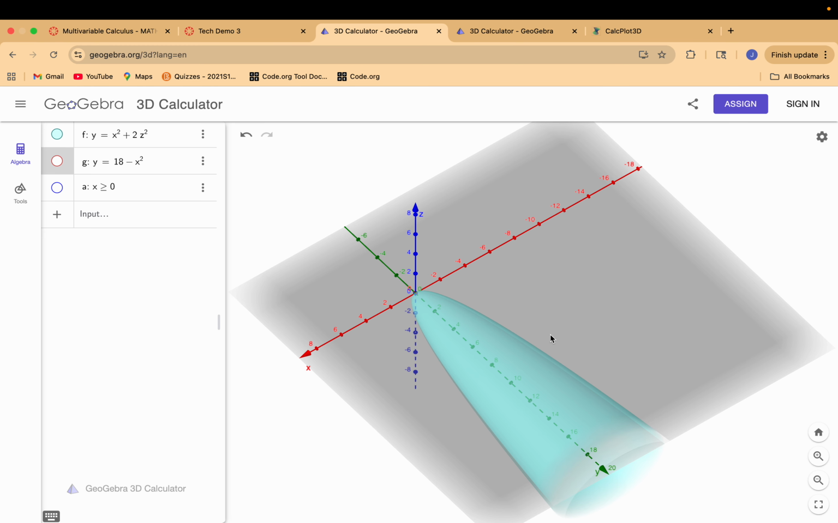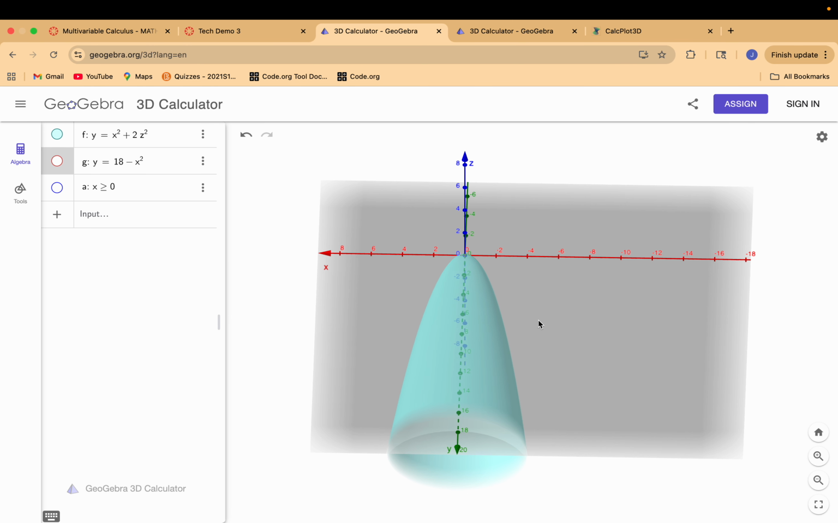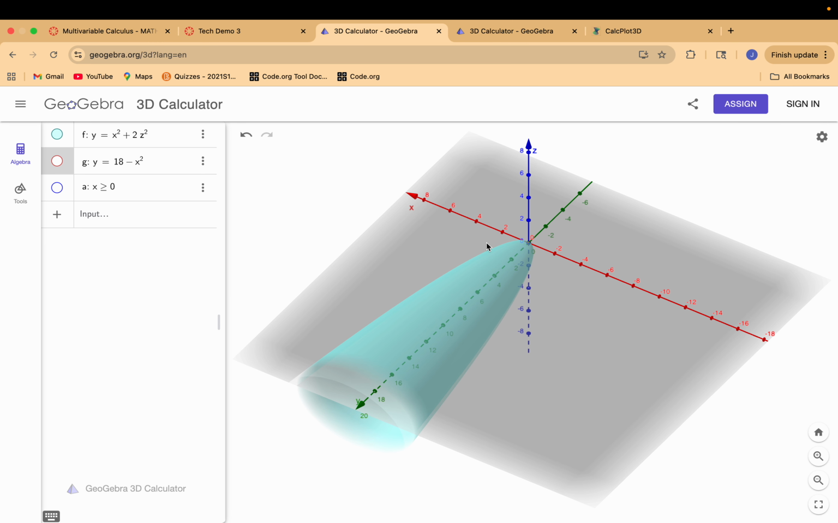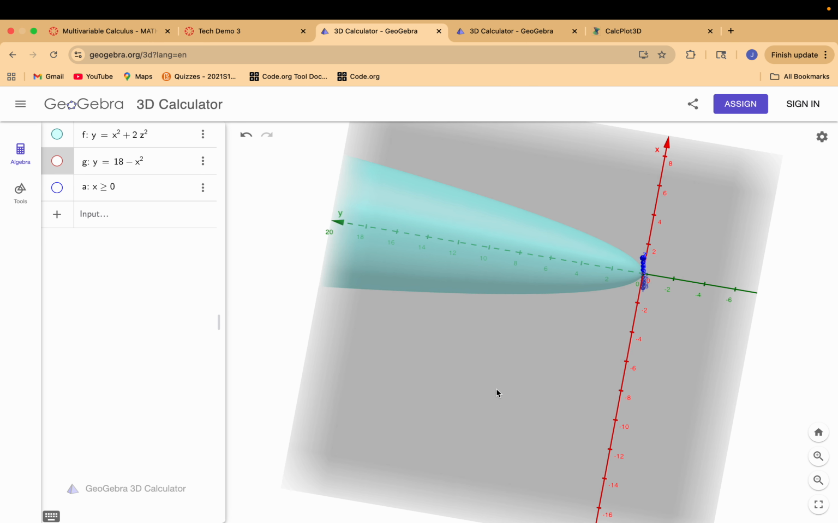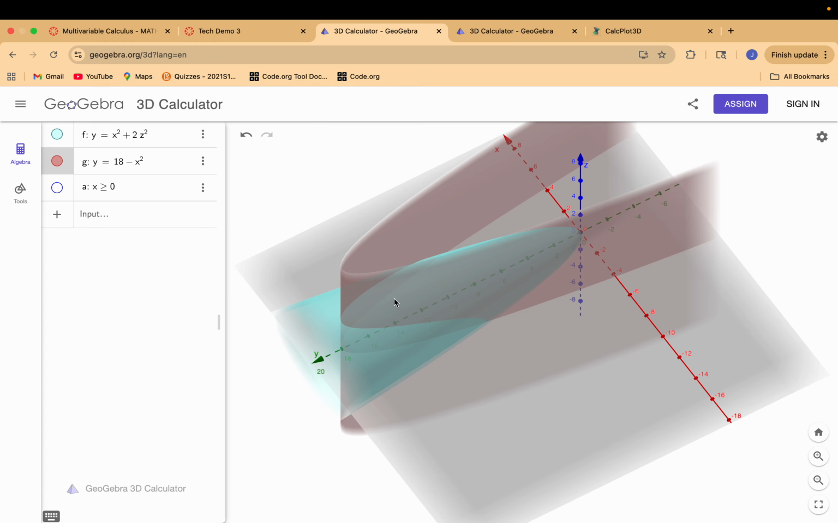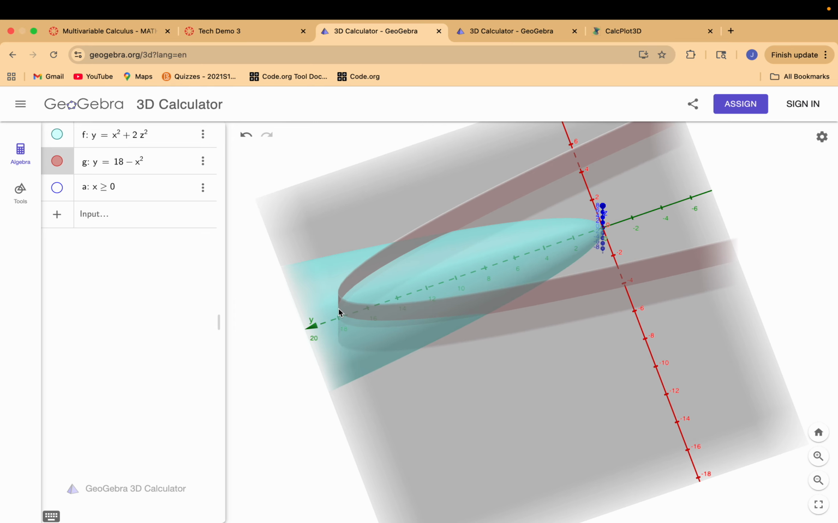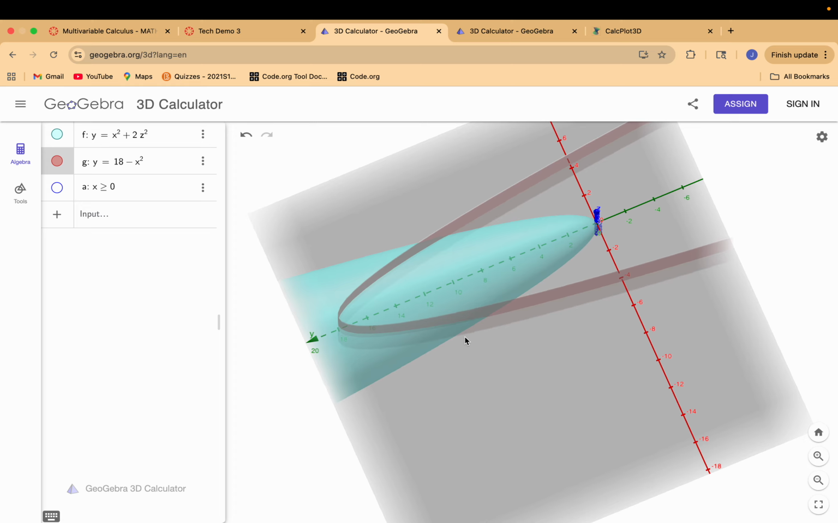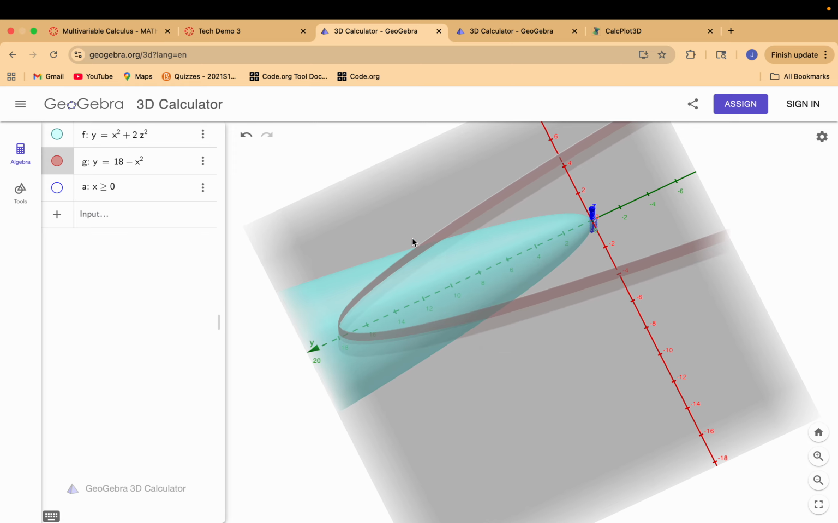But anyways, when you graph that function right here, you can see that it is the cone that is opening up along the positive y-axis right here. Our upper bound function is y equals 18 minus x squared. When we graph that, we can see that that is a parabola opening along the negative y-axis. You can see the shape that it makes right here, but x has to be greater than or equal to 0 as well, as described in the problem.